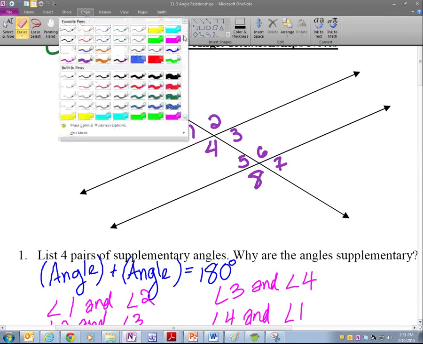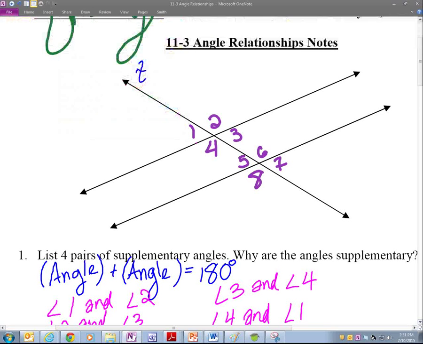The corresponding ones are going to be, we have angle 2, which is right here, and what's the corresponding angle for 2? Jace? 6, because it's both on the top of that one. Okay, how about another one? Owen, what'd you think? Yep. Angle 1 and angle 5, good.